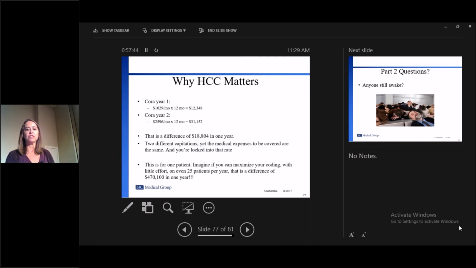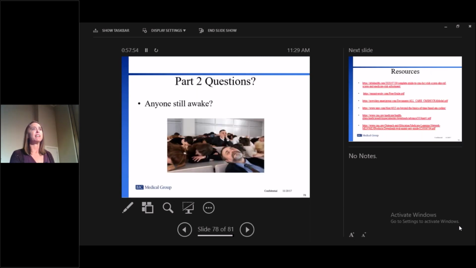So, making sure that you do this. And that's on one patient. I mean, can you imagine 25 patients out of your whole year and you're going to bring in $470,000 more? Okay. Anybody still awake? Sorry.